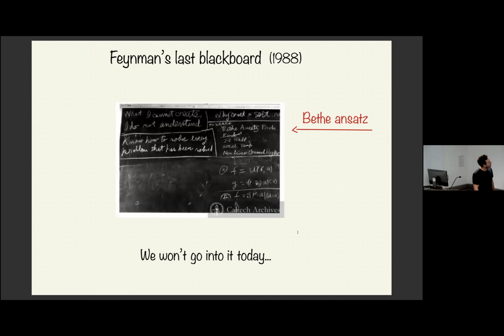Unfortunately, he didn't have time to because this is a picture of Feynman's last blackboard in 1988. And you can see here Bethe ansatz is one of the things that he wanted to understand. So I'm not going to explain it to you today.